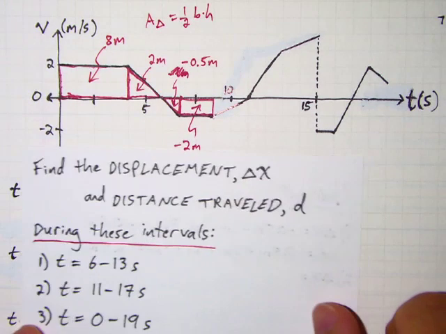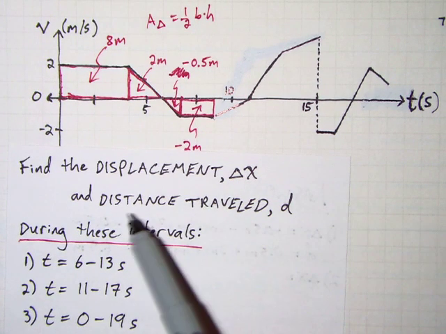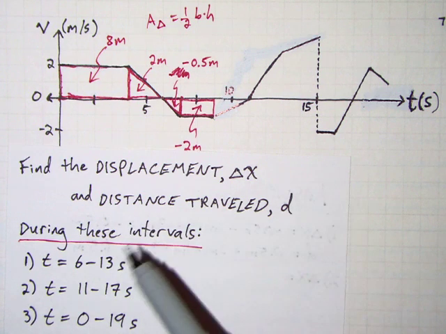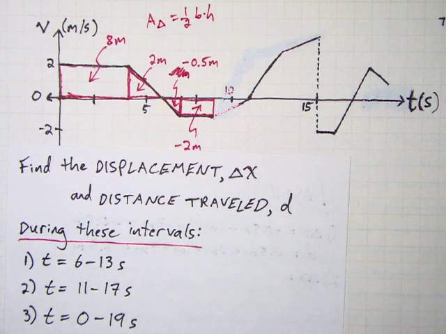Okay, so I want you to pause the video and work out the displacement of this object and its distance traveled during these time intervals: from 6 to 13 seconds, from 11 to 17 seconds, and from 0 to 19 seconds. Pause now. Ready for the answers?